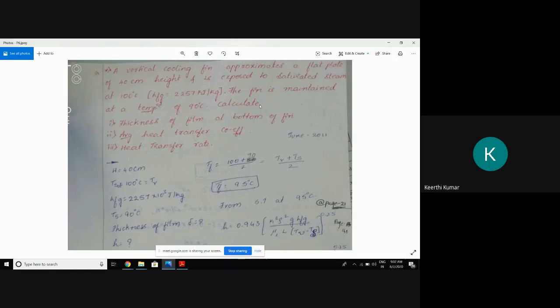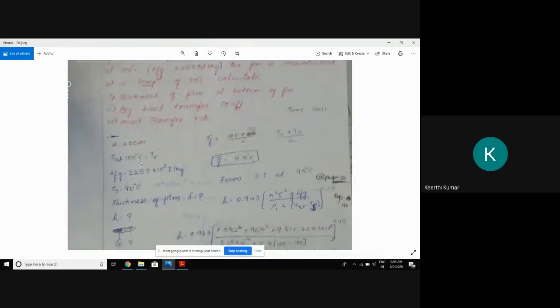What is he asking you to calculate? Calculate the thickness of the film at the bottom of the fin, average heat transfer coefficient, that is H, heat transfer rate Q. How to find out the value of H? We did it in the last problem. How to find out the value of Q? That also we did. In this problem, we'll see how to find out the thickness of the film at the bottom. Only this is an unknown. This is a new thing in this problem. Okay. So I'll explain the data first.